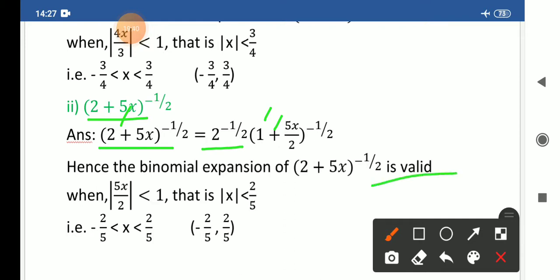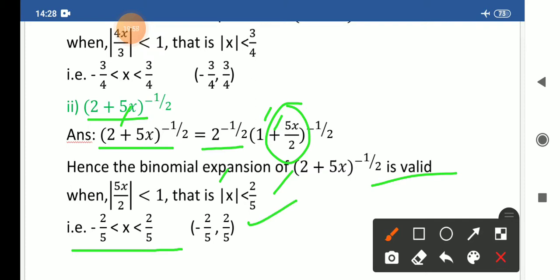if modulus x is less than 1. Here, what is x? x is 5x by 2. So modulus 5x by 2 less than 1. Take 5 by 2 to the right side: modulus x less than 2 by 5. That means minus 2 by 5 less than x less than 2 by 5. That is, x lies in the open interval (minus 2 by 5, 2 by 5).